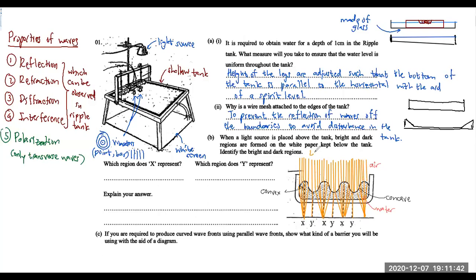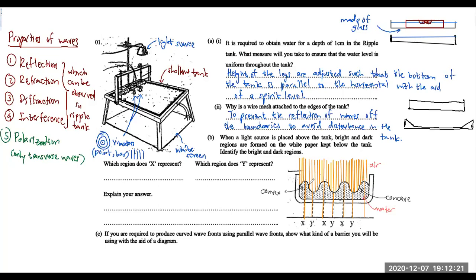So these are the light rays from the light source. They are parallel, and when they reach the surface where the wave is produced, they will be going through convex and concave surfaces. You can see here, I have already plotted them. This is the rays coming from the light source.